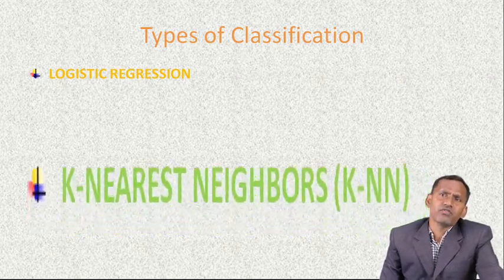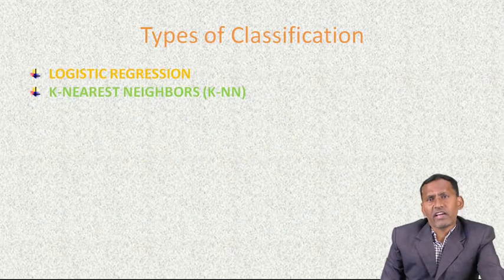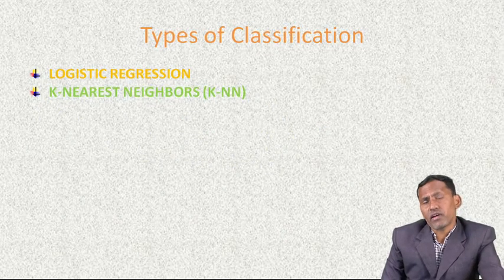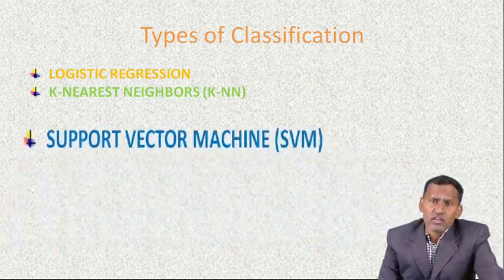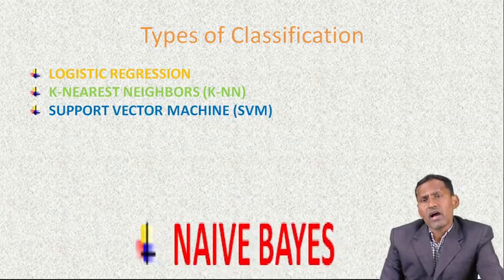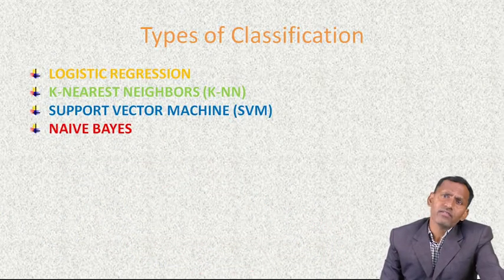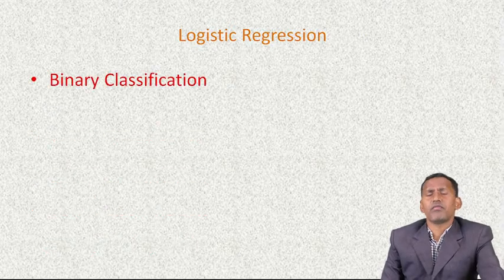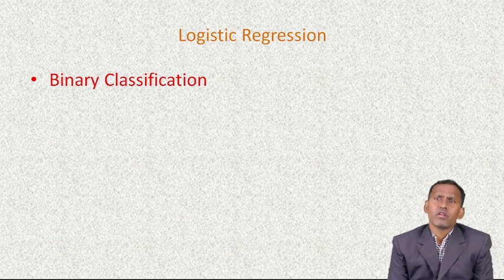Now, techniques in classification. The first one is logistic regression. The second one is K nearest neighbor, the KNN algorithm. The third one is the support vector machine learning algorithm. And the fourth one is the naive Bayes algorithm. Now we'll discuss logistic regression.